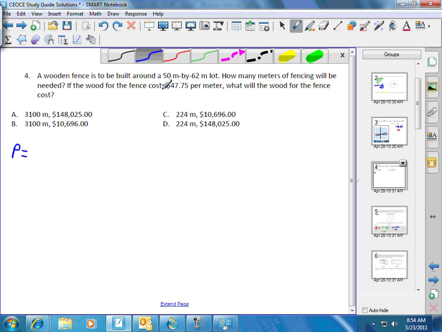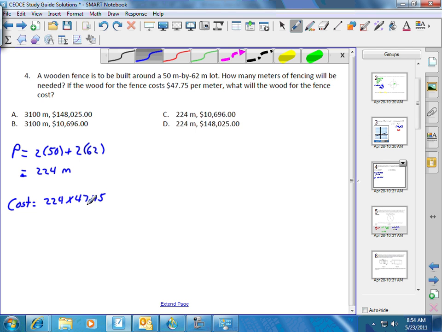We've got two sides that are 50, so that's 2 times 50, plus two sides that are 62 meters long. Okay, so 2 times 50 is 100. 2 times 62 is 124. 100 plus 124 is 224 meters.